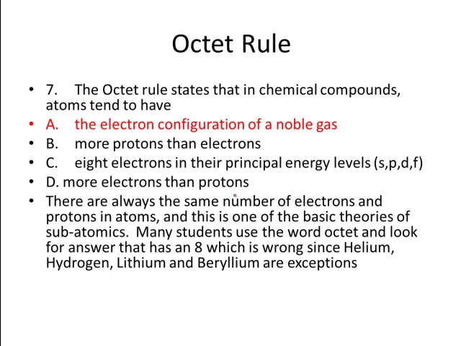Obviously, answer C is kind of there to get the students to guess on it, even though it's the wrong answer. Answer D, having more electrons than protons, is specifically referring to anions, which doesn't really have anything to do with the octet rule right now. And protons more than electrons is just not the right answer. There are the same number of electrons and protons in all atoms, and we're talking about atoms, not ions here. This is one of the basic theories of subatomic theory. Just be careful about the octet rule. Don't always blindly put the one with 8.